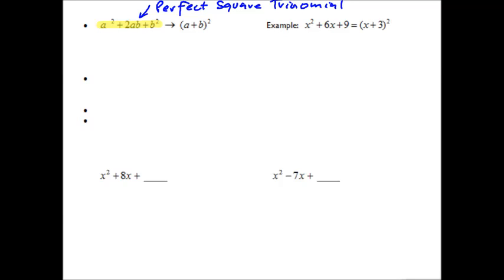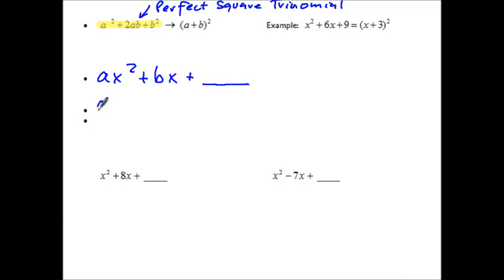We can use that pattern by understanding that if we have a quadratic equation in the general form of ax squared plus bx, which is kind of like the one above that we weren't able to solve, if we add a third term, we can turn that into a perfect square trinomial. Now, the third term cannot just be any number.